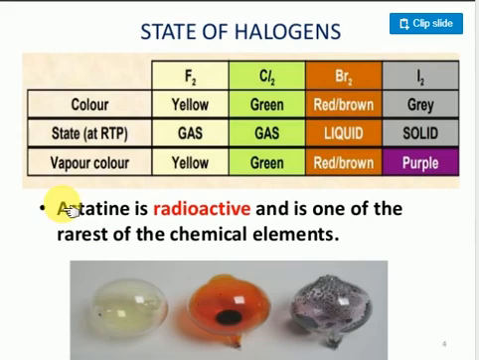Also remember astatine is a radioactive element and one of the rarest elements, very little of it is available in the earth's crust. That's why we are not discussing it in detail. Once again, I am discussing the physical states of halogens. The color itself gives an idea: iodine is purple or violet, bromine is brown, and chlorine is greenish. So these are regarding the halogens.